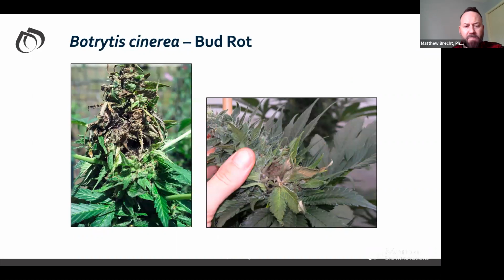Next slide. Botrytis bud rot. So this is obviously at the end of flowering, really close to harvest, probably the last 3 weeks, maybe 4 weeks during the flower period. And as far as bud rot goes, what you want to do is treat or prevent it from right around early flower to mid flower is when you want to get in some applications.